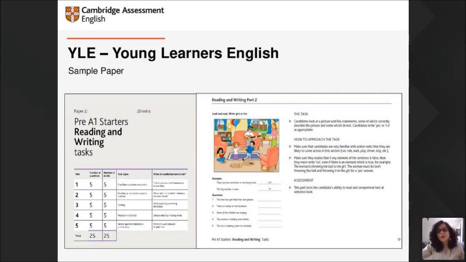Now, moving on, let's look at a particular task. I know it might be a very small image.